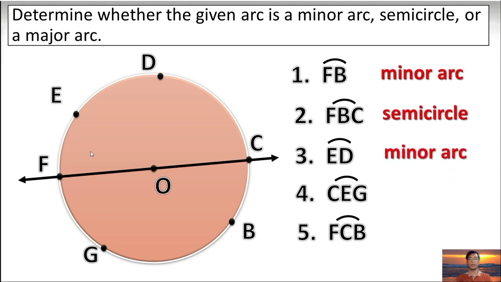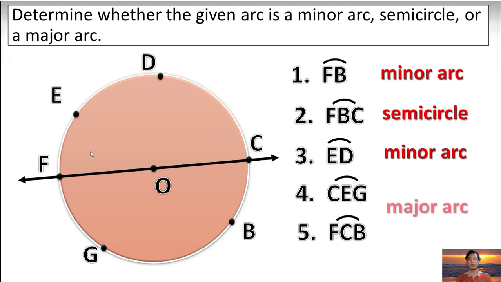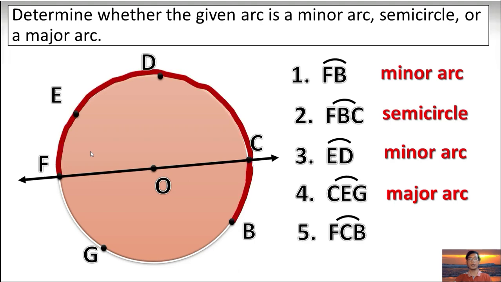Number 4 is arc CEG. Ayun, si arc CEG. Kailangan lang susundan mo yung mga letters na ibinigay. Si arc CEG sa lampas ng kalahati. 4 is a major arc. And number 5 is arc FCB. Ayun, si arc FCB. Arc FCB is of course a major arc.